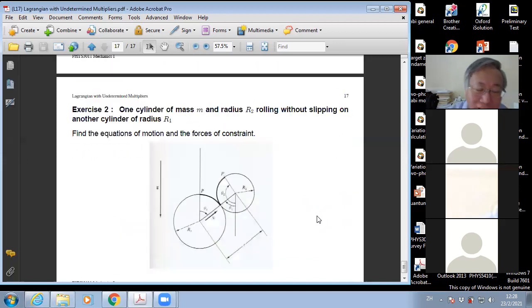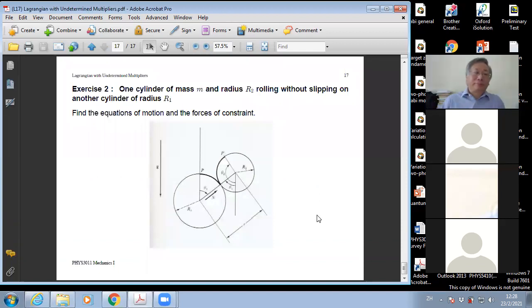Now, this is an exercise for you. We have one cylinder of mass m and radius r2 rolling without slipping on another cylinder of radius r1. Okay. Find the equations of motion and the forces of constraint. So I hope that you will try to work it out by yourself first. After that, we will discuss it. All right.